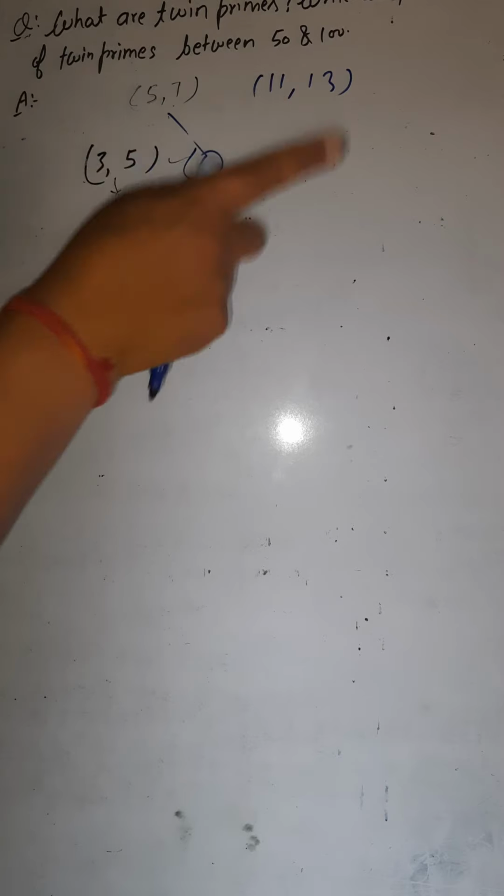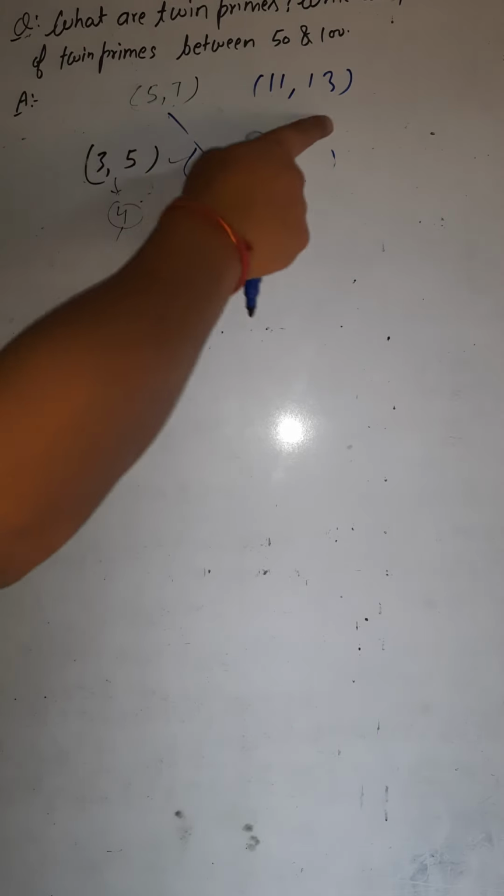Both should be prime. Remember this. Both the numbers should be prime, and there should be a one composite number gap between them. Then both the numbers would be called twin primes. So 11 and 13 are twin primes. Okay, so this is all about the twin primes.